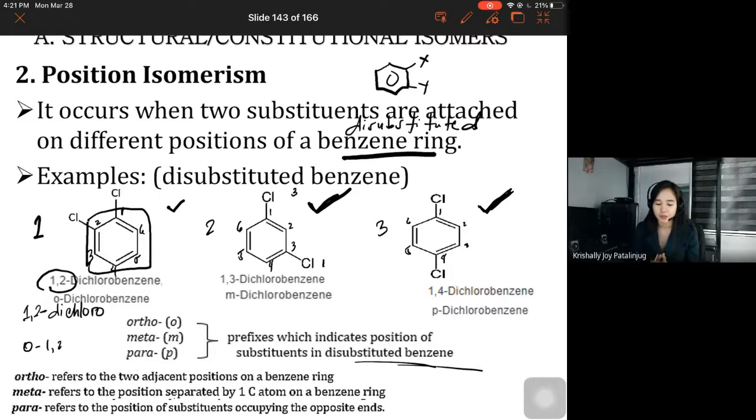Another thing you have to remember, these are applicable only to di-substituted benzene. Okay? When the benzene ring has 3, 4, 5 substituents, you can no longer use ortho, meta, para. So please know the conditions of when to use ortho, meta, para: only when the benzene is di-substituted.